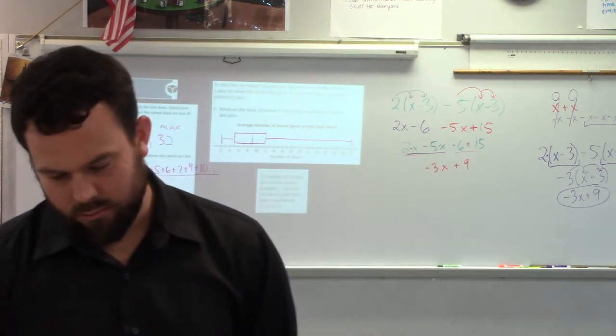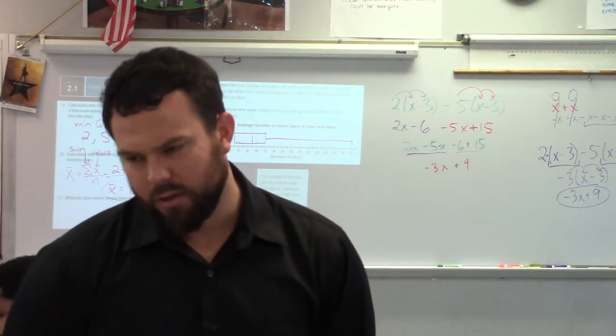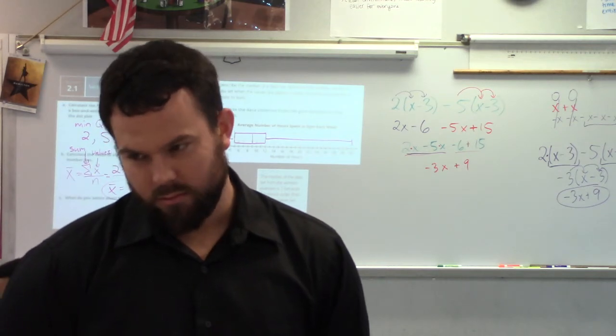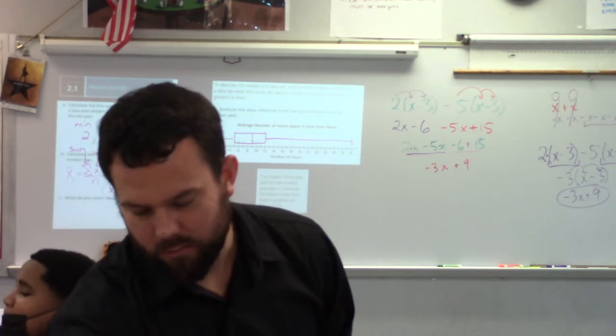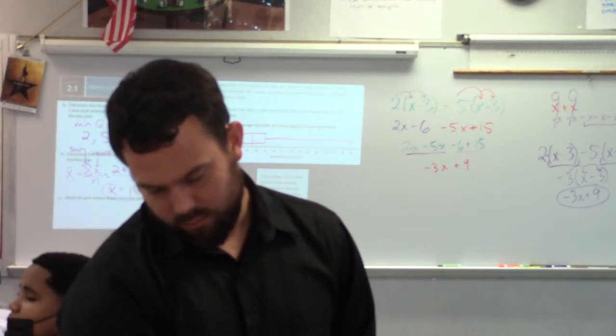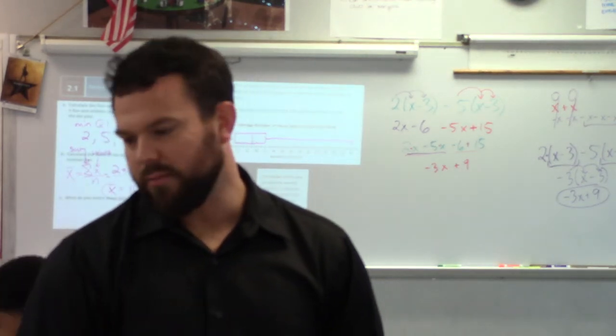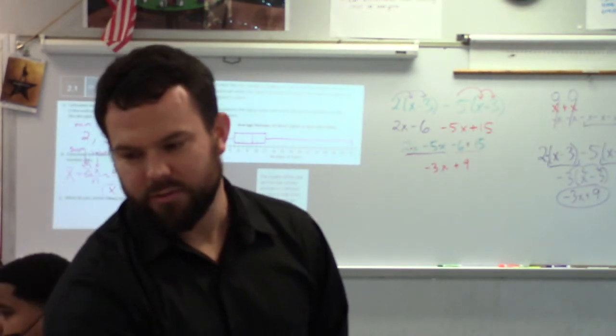Because 32. What does n represent? Flip this page back over. What does it say n is? Number of data values. That's not the maximum. N is the number of data values.